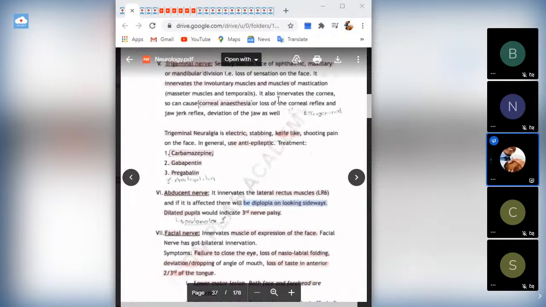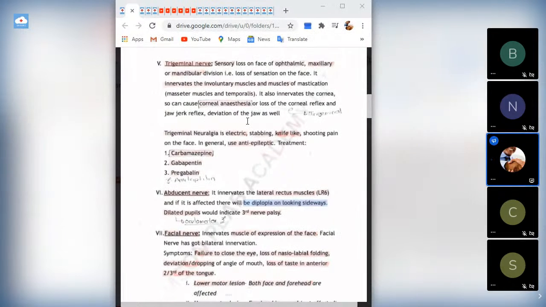So a patient now has corneal anesthesia or loss of corneal reflex, and jaw jerk. Also, you check the jaw jerk reflex too, and there will be deviation of the jaw as well when there is affectation of the trigeminal nerve, apart from facial anesthesia and all those other things.